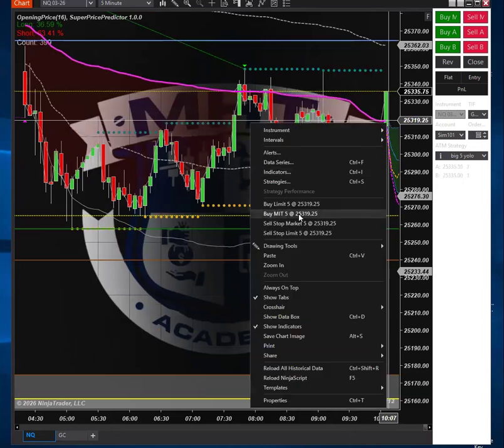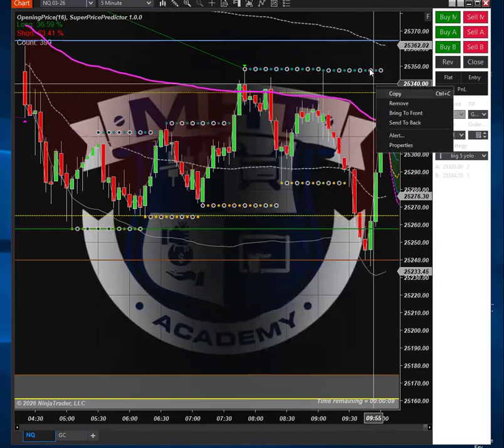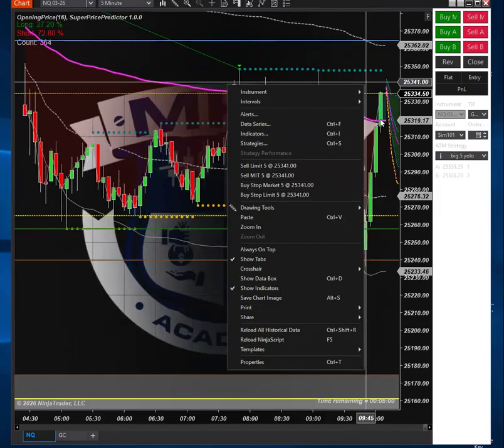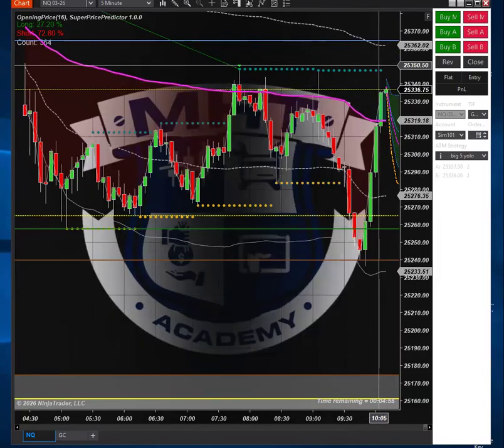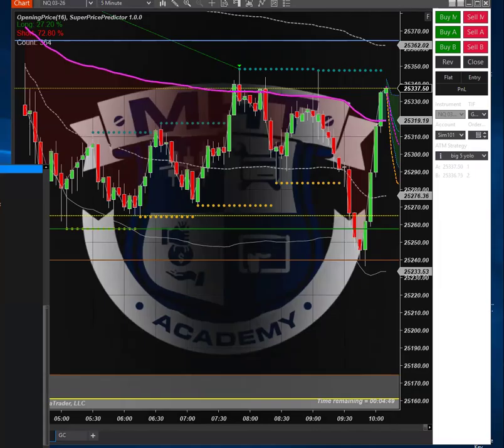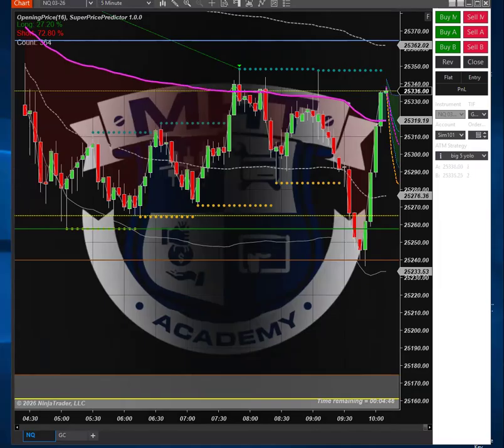So what I did right there is that's when I put that buy stop. I went on here and hit buy stop, and I put it right here at the VWAP. So once it touched the VWAP, it put me into a buy to go higher. Order filled.